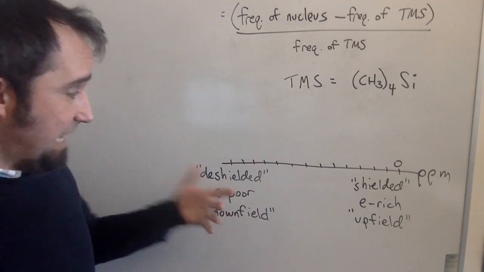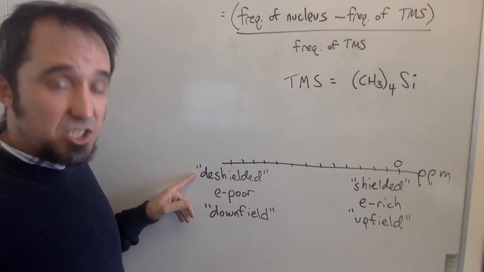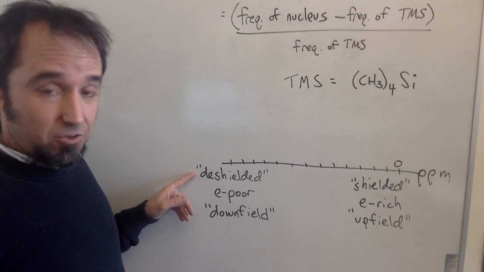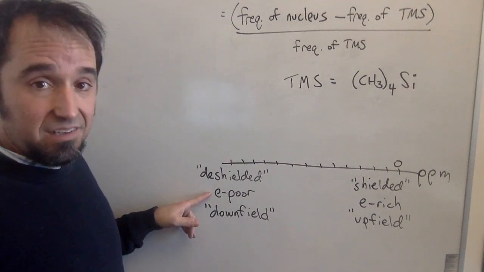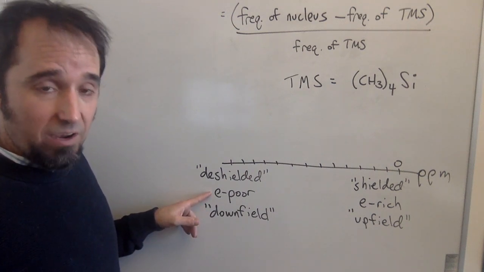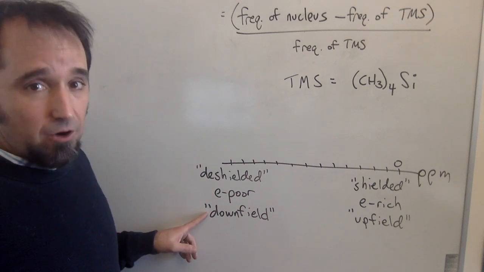The other end, just the opposite of all this stuff, we would call these nuclei de-shielded. So maybe there's some electron withdrawing group around it that's pulling electrons away from it. And so that nucleus is electron poor, right? Nothing shielding it from that big magnet. And sometimes we also call this downfield.